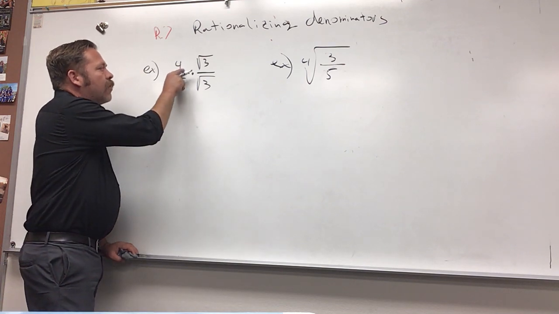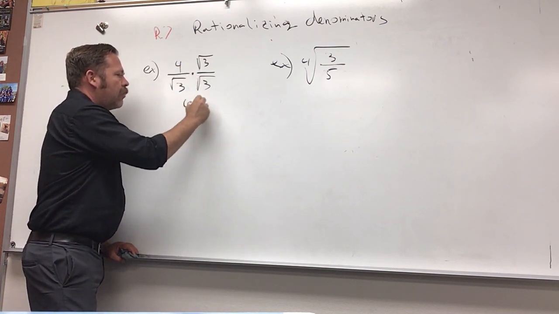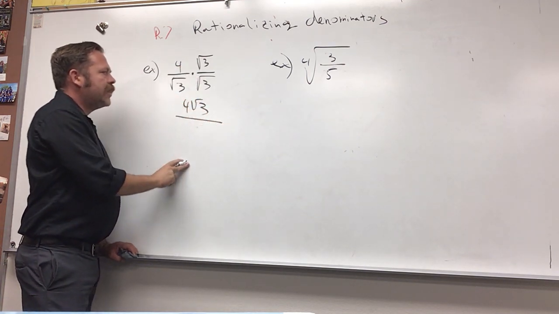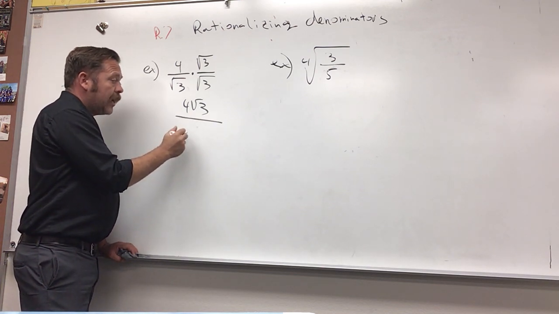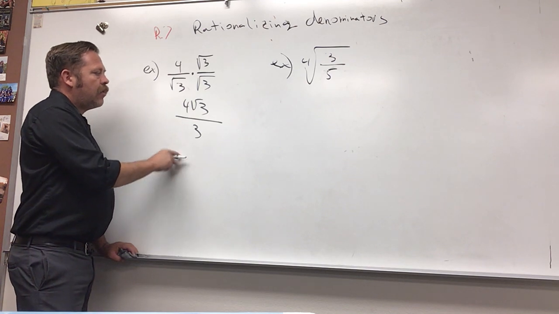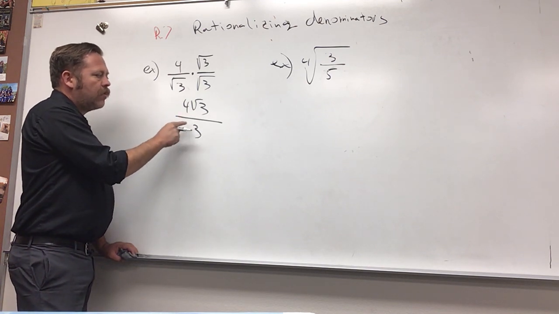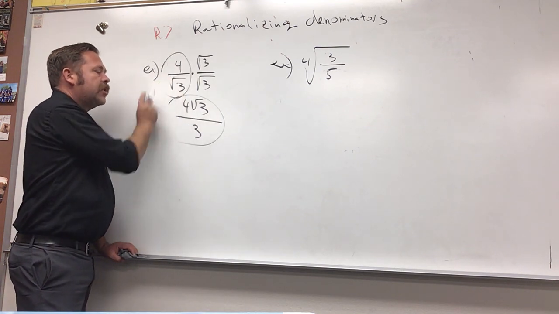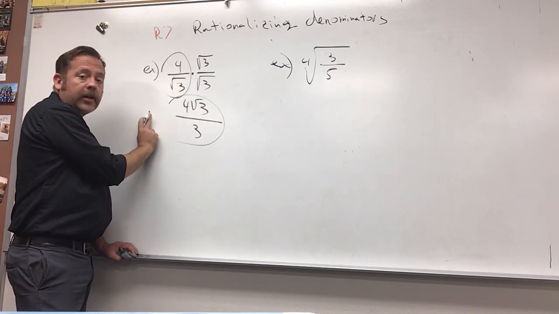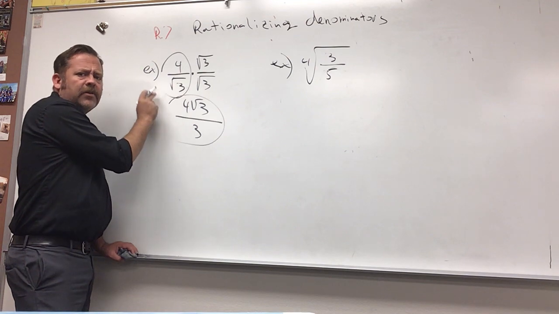All right, so now 4 times radical 3 would be 4 radical 3. And then radical 3 times radical 3 is radical 9, which is just 3. Now, the denominator is rationalized, okay? This is acceptable. The earlier one was an equivalent expression, but not acceptable because the denominator was in a radical.